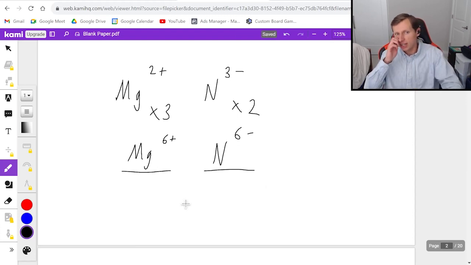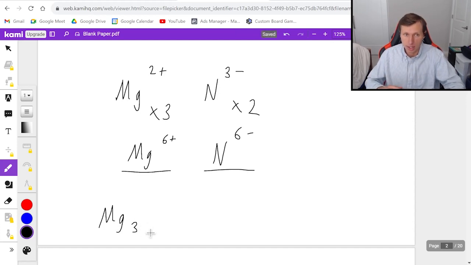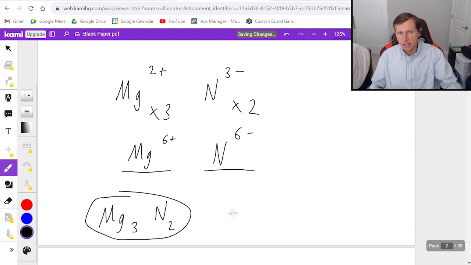But the way you would finally write this is you would write Mg3 with the subscript below. Notice I'm not writing the superscript. I'm not writing 2 plus or 6 plus or anything. And then I'm going to say we had times 2 for nitrogen. Okay, so N with a little 2 next to it. And this is the answer. If that is confusing to you, I encourage you to rewatch this part of the video. I think it will make more sense the second time around.